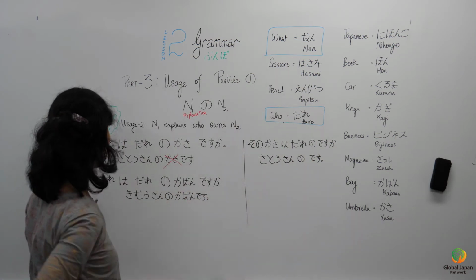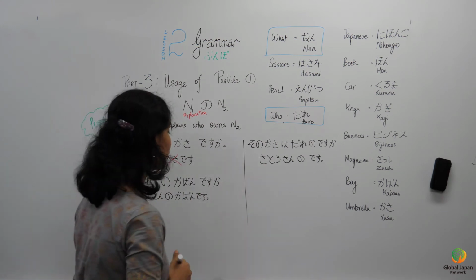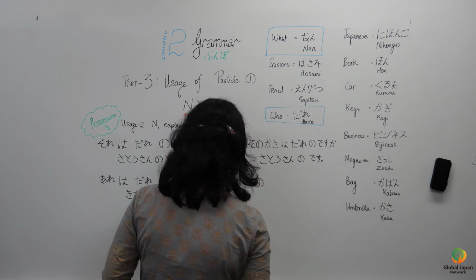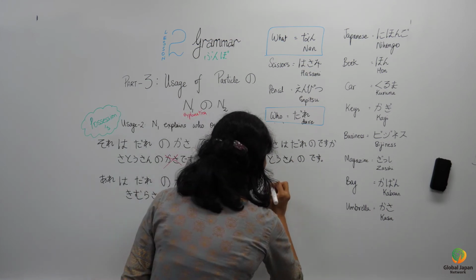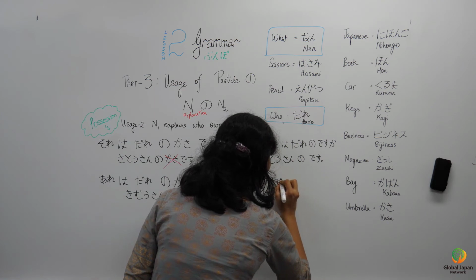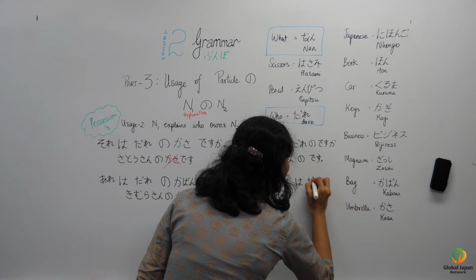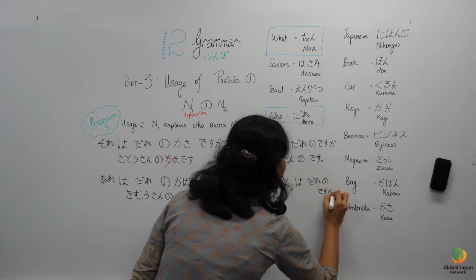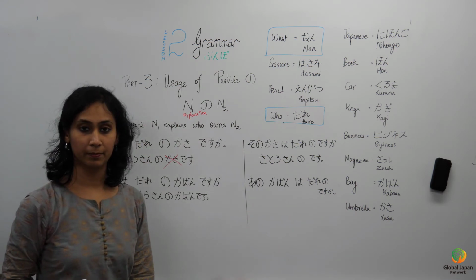Let's frame out this sentence using the no series of demonstrative. Ano. What is the object here? Kaban. Ano kaban wa dare no desu ka? Kimura-san no desu. That will be my answer.